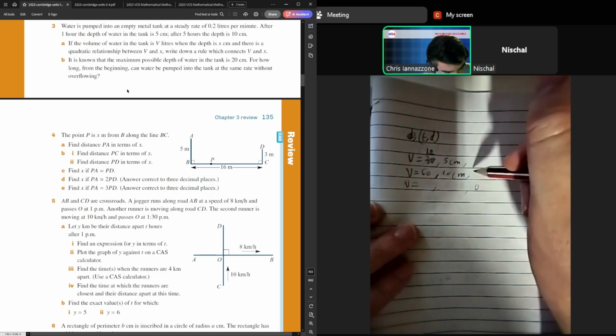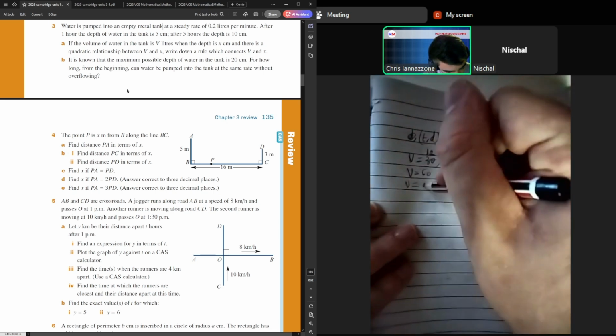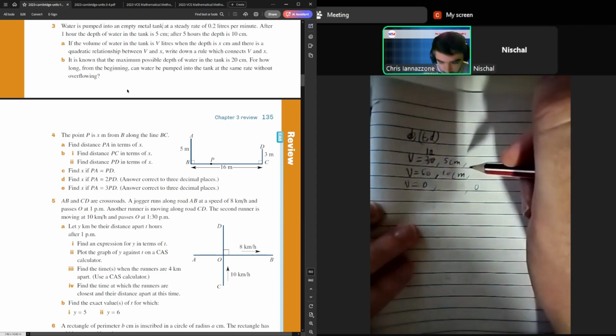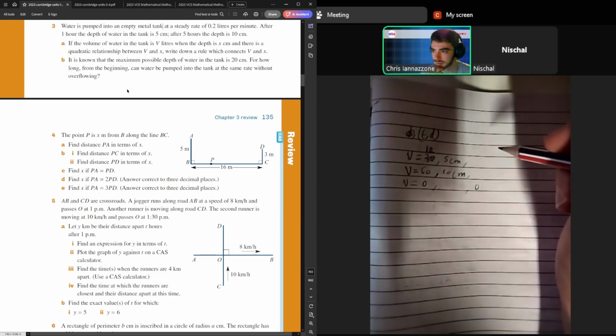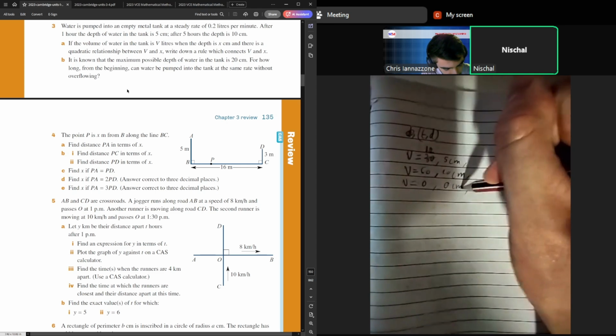So time, V is zero, so V0. And what else are we? Because we're trying to relate V to X. 0 centimeters. Yeah.